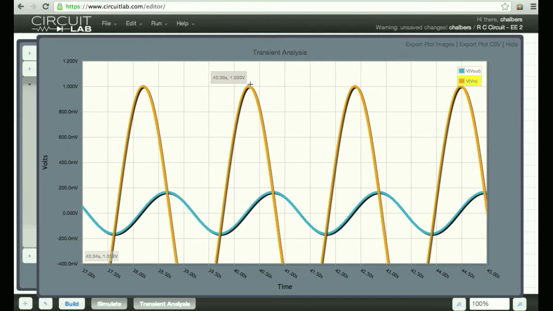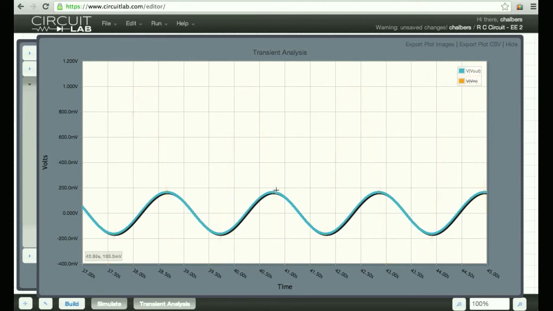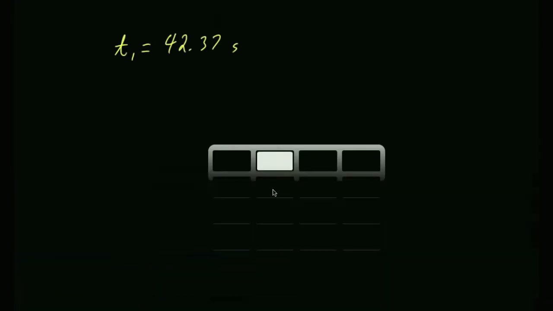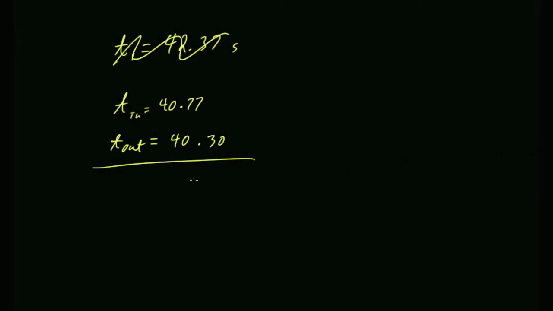Okay, now let's see what time the output maximizes. The output maximizes at 40.77 seconds. So what's the time difference between the two of them? We said 40.77, and the first one, 40.30, just like that? Okay, so the time difference between them is 0.47 seconds.